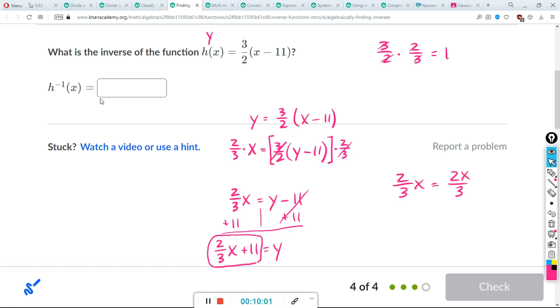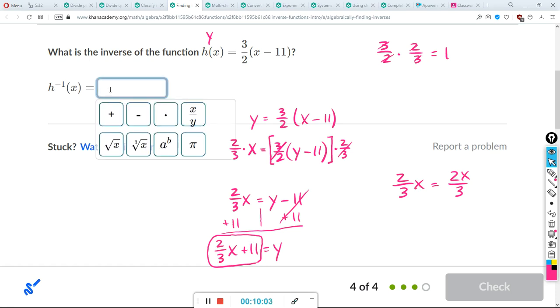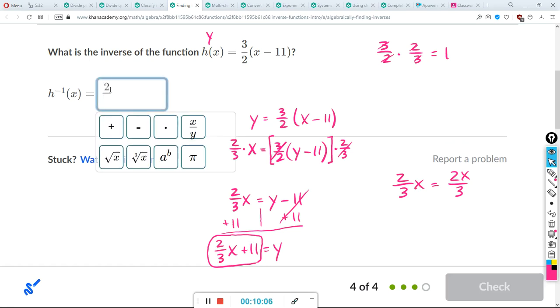I'm going to write it like this. I'm going to write 2/3 and click in front right here, type x, and then type plus 11.